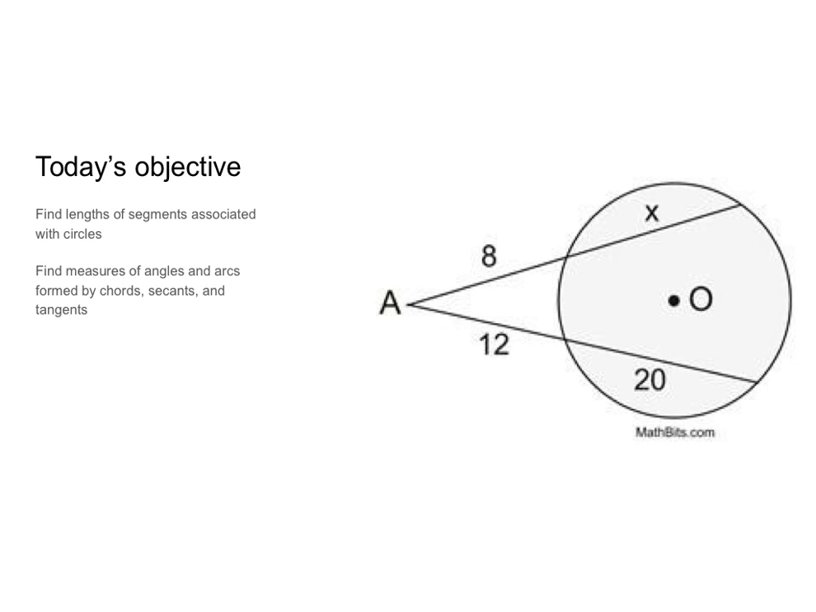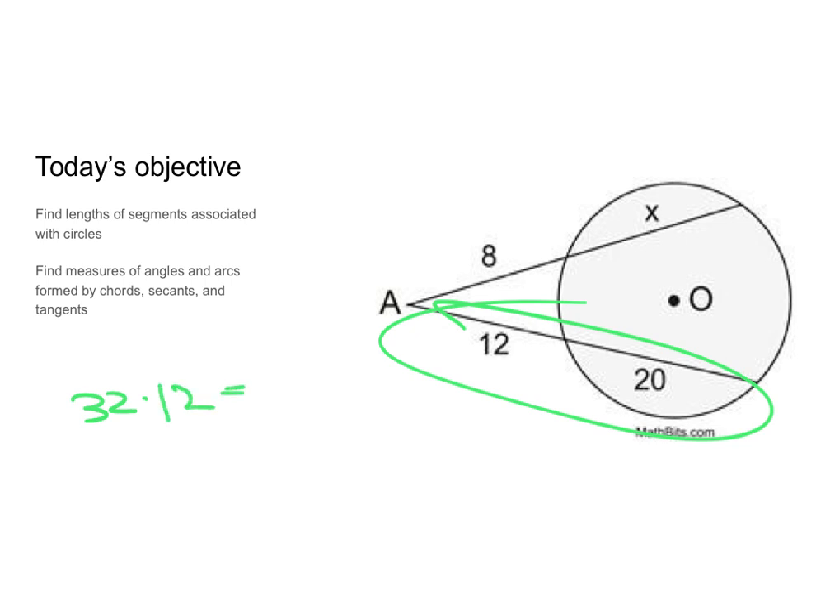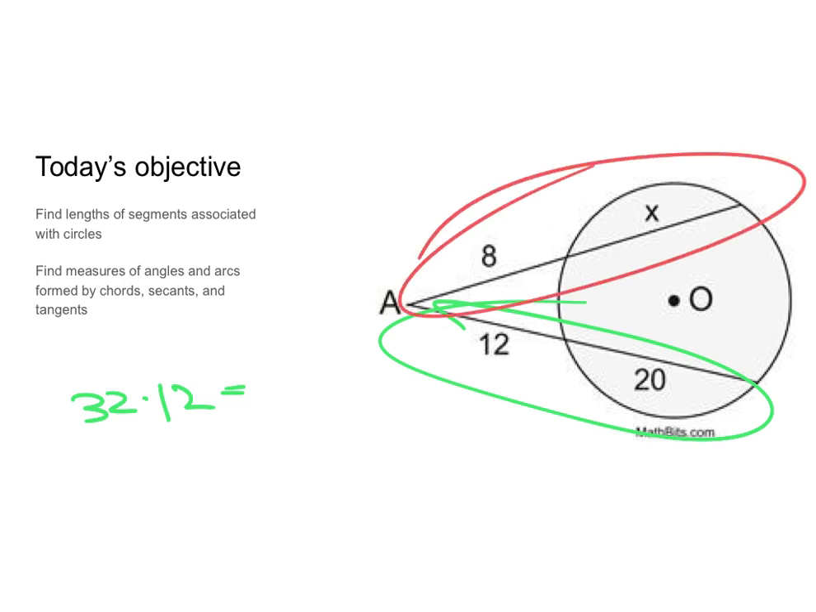Now your chance. Can you set this one up? Well, if I'm looking at this side, the whole thing is going to be 32 times the outside is the 12. For the other side, we have the whole thing being 8 plus x, and the outside being 8. I'm not going to continue to solve this one, but again, we would follow the same exact process in solving this one.